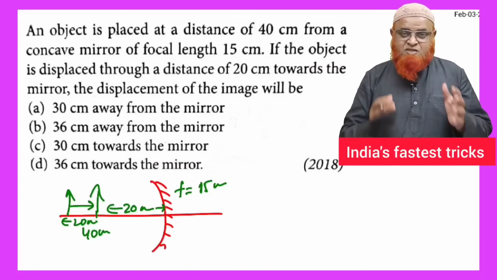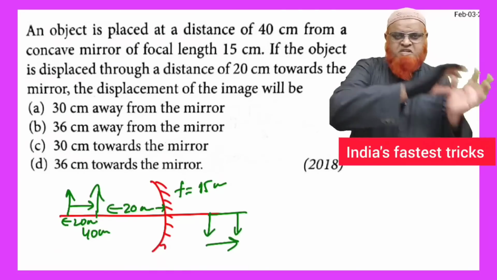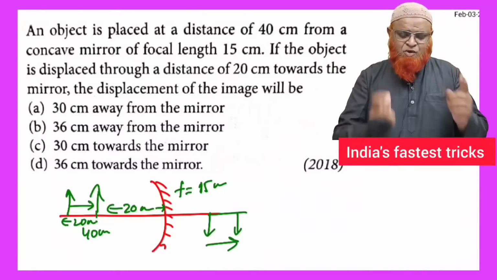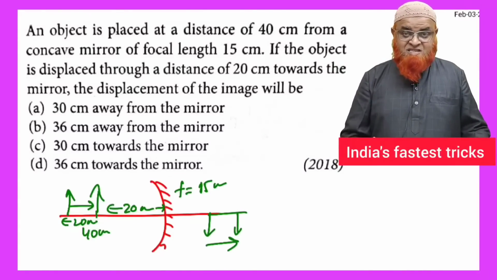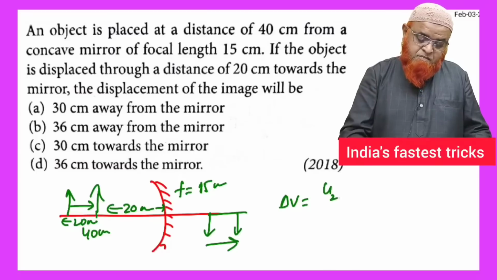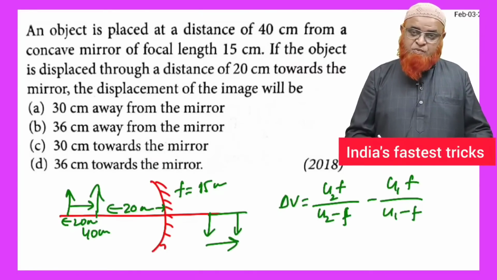He's asking us to find out how much the image is shifted. The image will be shifted towards the right. If an object is shifted towards the mirror, the image is shifted away from the mirror. For this I will give you a very wonderful shortcut. Delta v is nothing but u2 into f by u2 minus f, minus u1 into f by u1 minus f. This is today's shortcut.